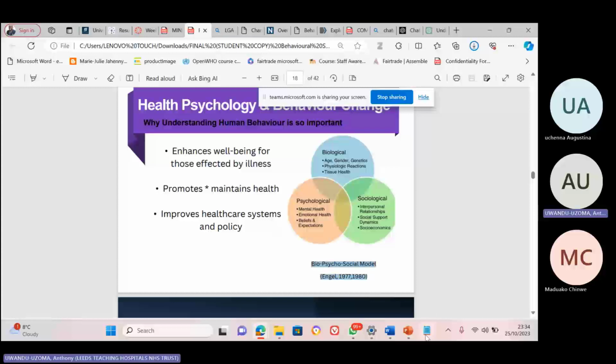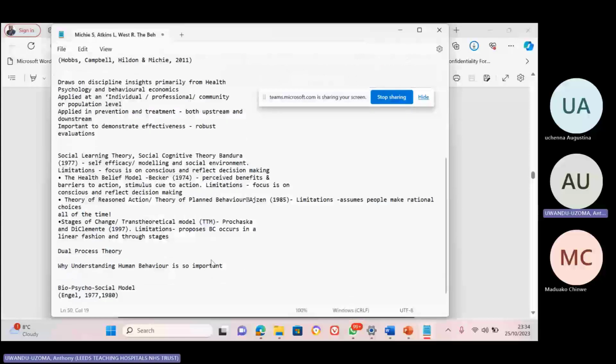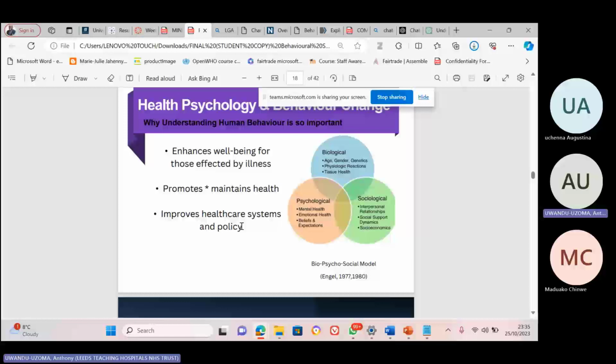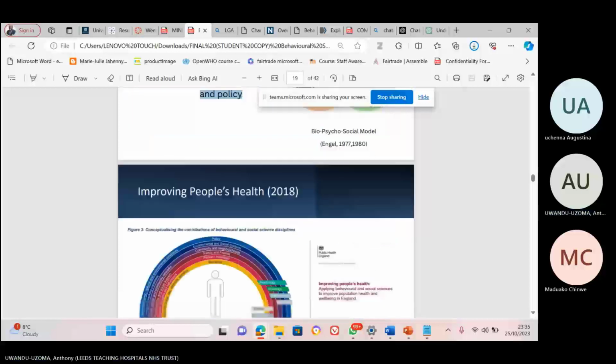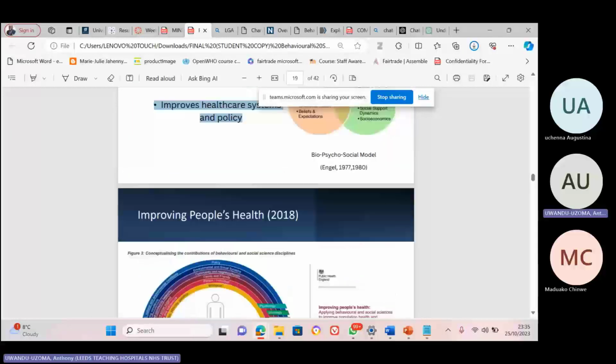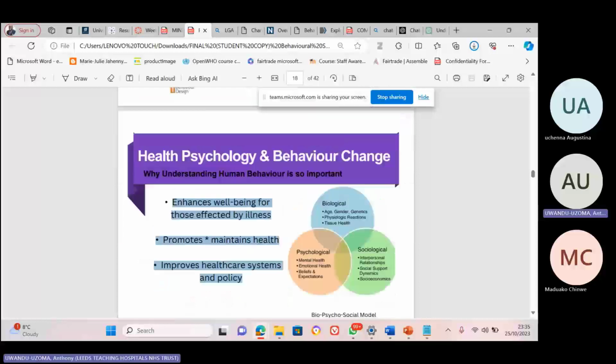So you have to be very attentive to your PowerPoint so that you know what to read, because public health is very, very big. It's not everything that you need to read. So look at the model I need to read here. I need to understand why health behavior is so important.